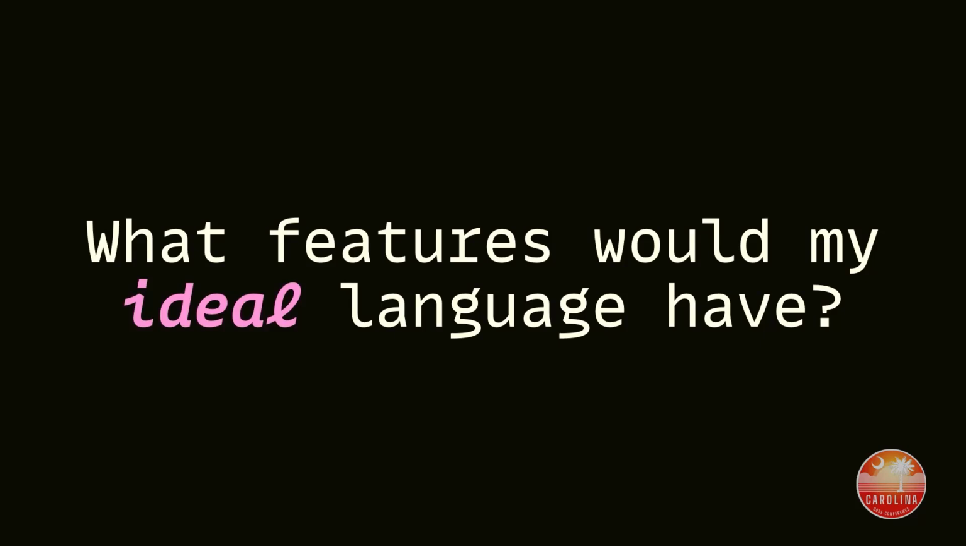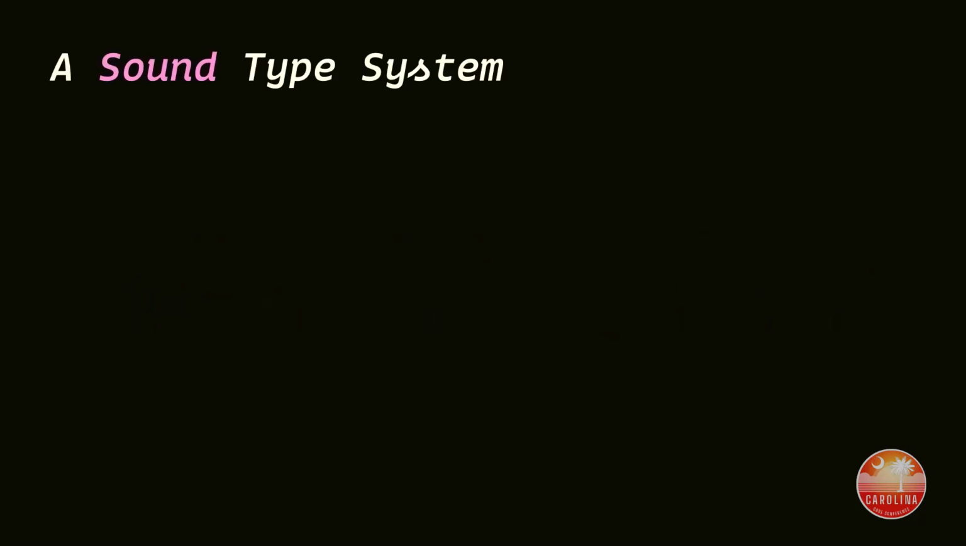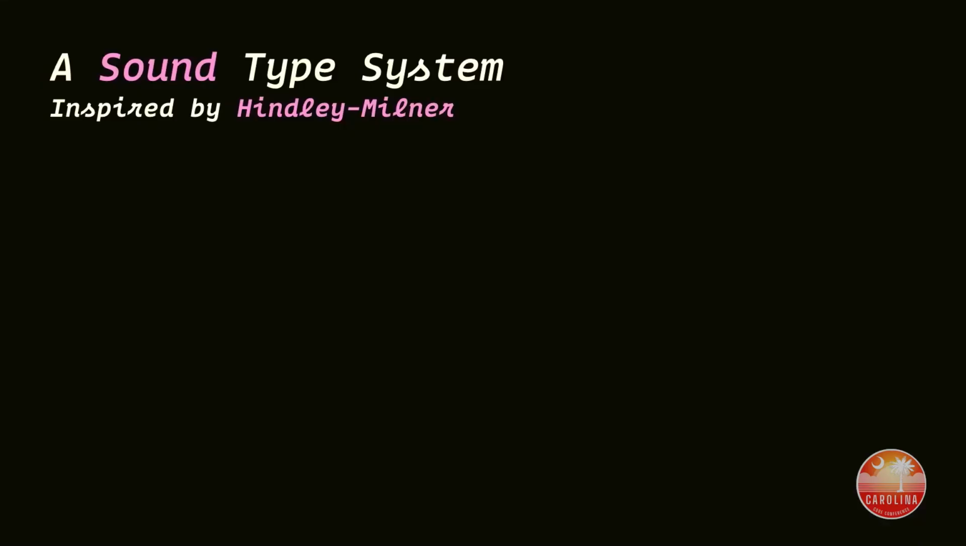So what features would my ideal language have? Well, it would have a sound type system. And what a sound type system means is if your code compiles and type checks, it will not have a runtime type error. I would also prefer if my type system was based on Hindley-Milner. And Hindley-Milner is a type checking algorithm and type system found in languages like OCaml and Haskell.